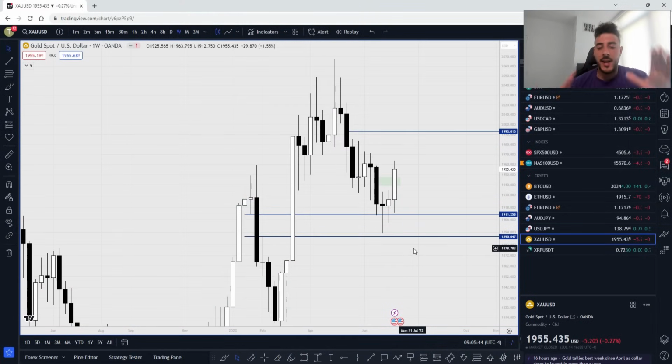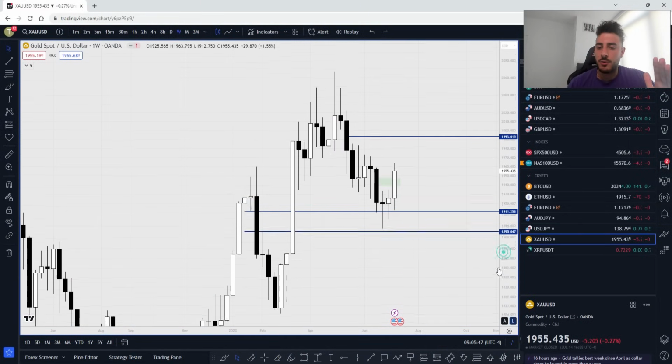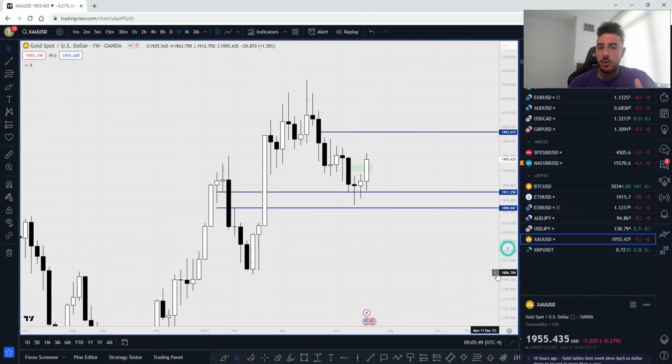I'm going to break down this example because it has everything that we were referring to. So we can obviously look at this specific impulse here on the weekly time frame.